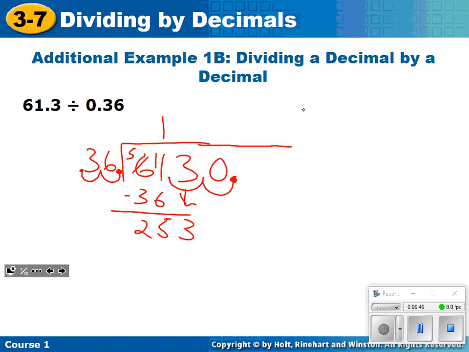End up bringing down. Again, does McDonald's serve burgers raw? We divide, we multiply, we subtract, we bring down, we repeat. 36 goes into 253 how many times?